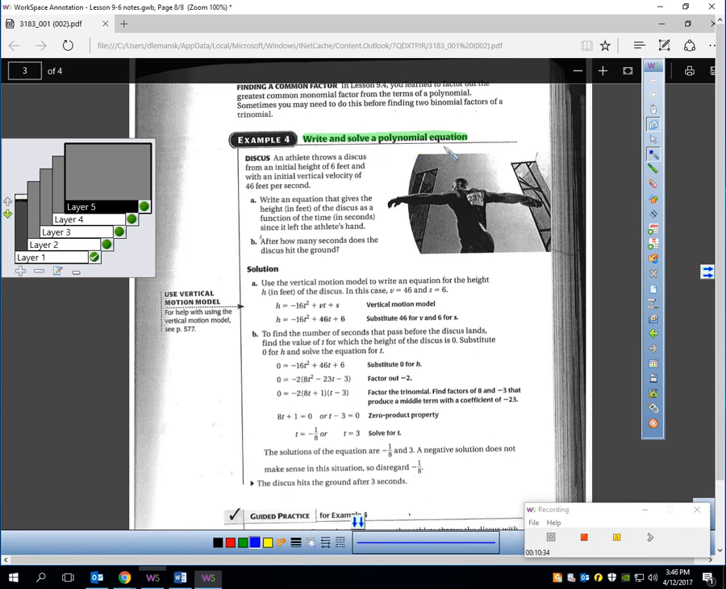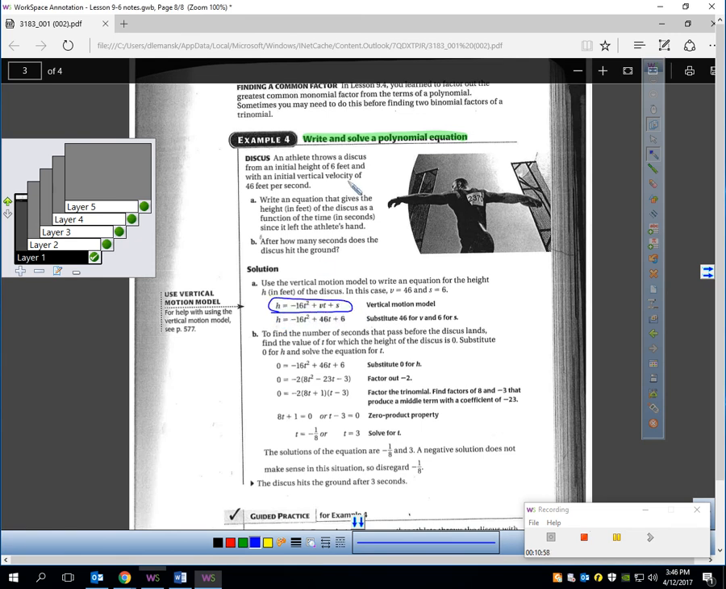Write and solve polynomial equations. And as you look at this, an athlete throws a discus from an initial height of 6 feet with an initial vertical velocity of 46 feet per second. Write an equation that gives the height of the discus as a function of the time. So that's the vertical motion model. So again, we have to know this model.